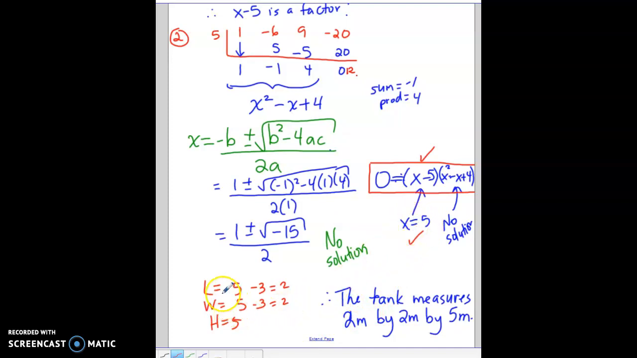And if x is 5, then your height is 5, and your length is 3 less than your height, which means 2 meters, and your width must be the same as your length because it's a square base. So therefore, the tank measures 2 meters by 2 meters by 5 meters. That's a lot of steps, and hence the reason why I would group this under the thinking category.